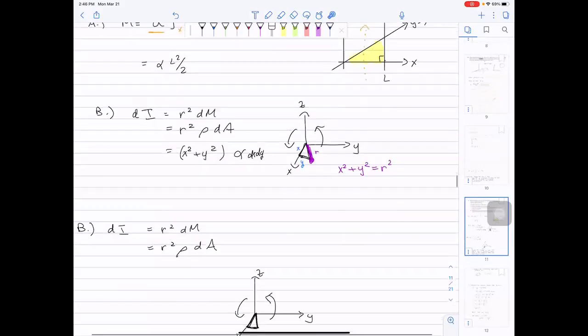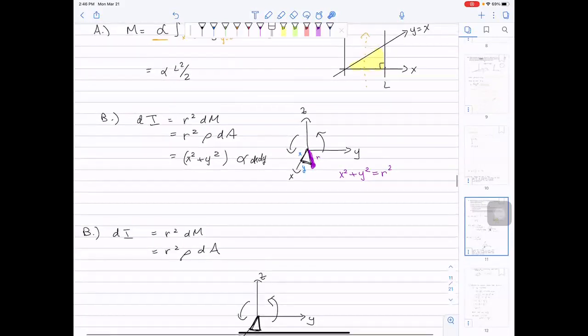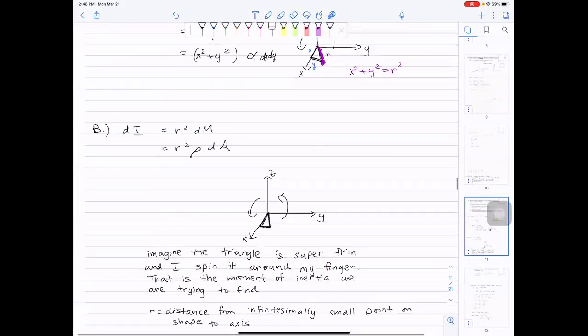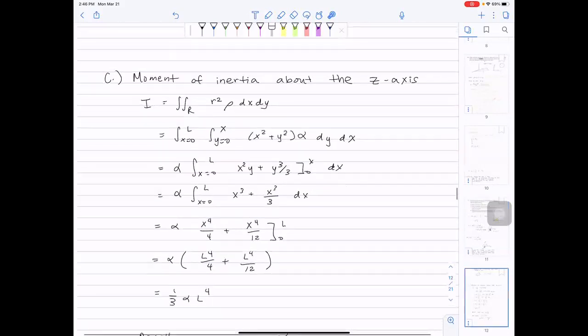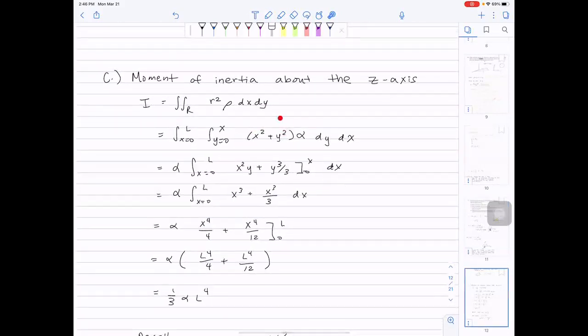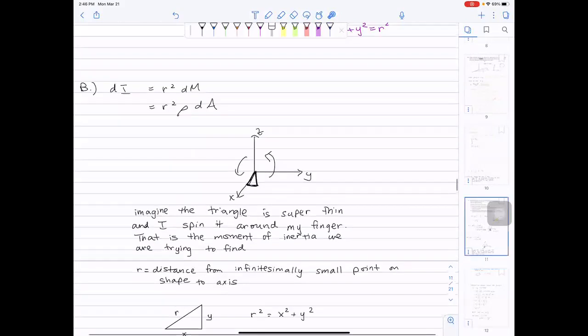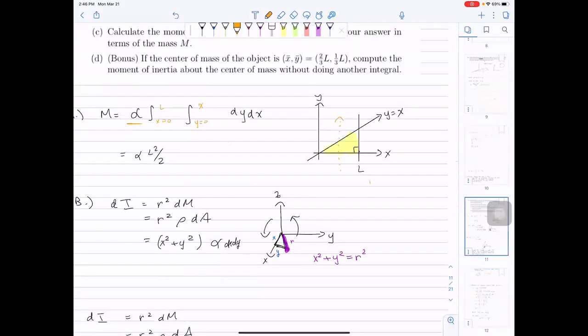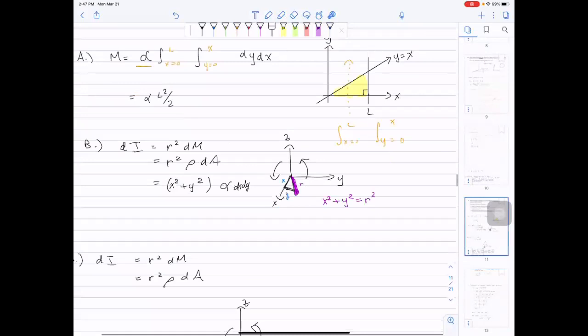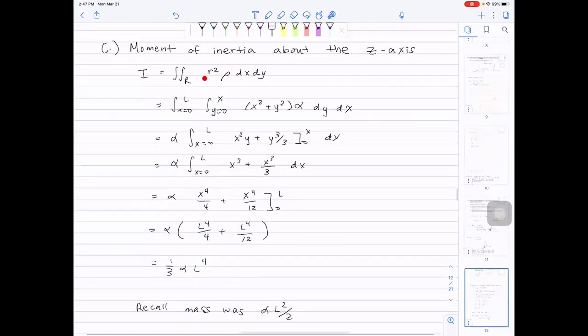Okay, so that's our dI. And if we were to find I, you just take the double integral of what we just found. For our region, this is a 2D region, which is our triangle. Our triangle went from y equals 0 to x, if we were to draw, and then x going from 0 to L. So we have the same bounds for our double integral. We're just changing the expression that we're integrating, and you get this answer.